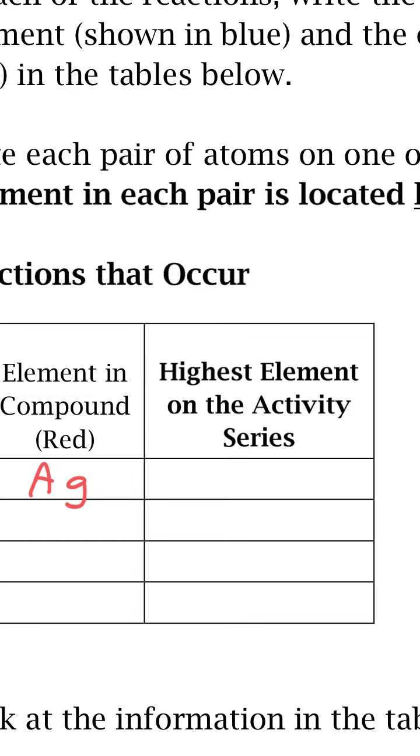Ag is what element? Silver. So right next to silver, I would write in Ag. So you never need to look it up again. So for this one, which one was higher? You guys said it was Ni, right? All right, and that's how you're going to fill in this chart. Let me show you how you do the other part.